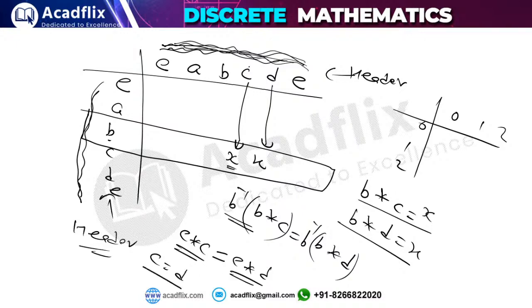So you see, we got a contradiction. What is the contradiction? We got C equal to D, but we know C is not equal to D, because in the Cayley table, when we put the header, we do not repeat elements. All the elements are different. So this is the contradiction.